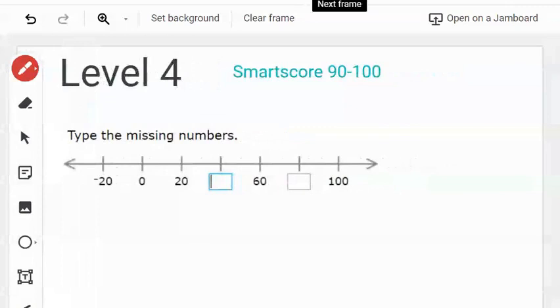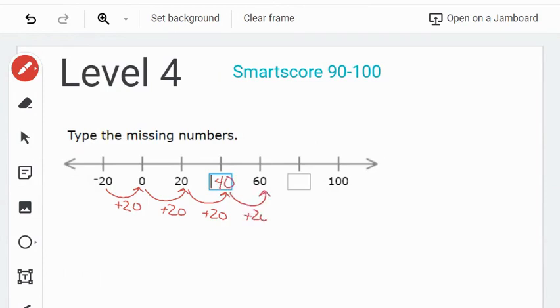Okay. In this case, notice that we're going up by 20s as we go to the right. Negative 20, add 20 gives you 0. Add 20 to that gets us to 20. Okay, so if we add 20 to 20, we should be at 40. Do it again. That does bring us to 60. Do it again, we get to 80. And just to check, does that get us to 100? Yes, 80 plus 20 does get to 100.